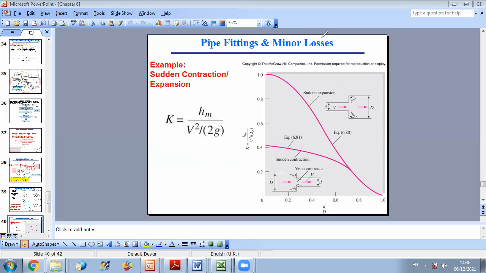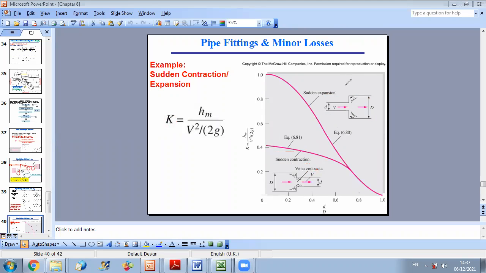However, if you look at this other graph of the sudden contraction, they told you that the velocity multiplying the loss coefficient is the velocity after the contraction, for the second part. So this is how you know whether to account for the loss with this part or with this one.